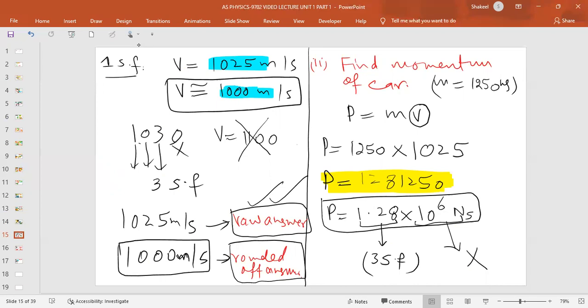Because if you want to write in 2 sig fig, you have to write 1100. So that would be too much rounding off. That's why it's better to write your answer in 1 significant figure.